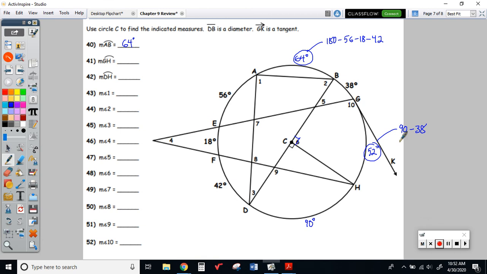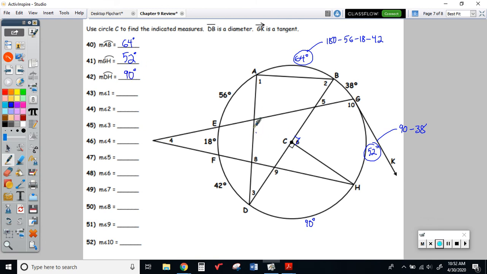GH, we already figured out. I showed the work for that, 52 on that one. Measure of DH, and we already got that as well. That was a 90-degree angle. Central angles are congruent or equal in measure to their intercepted arc, so 90 degrees right there.